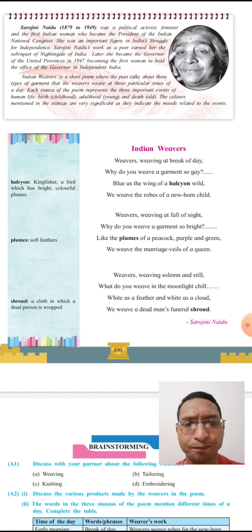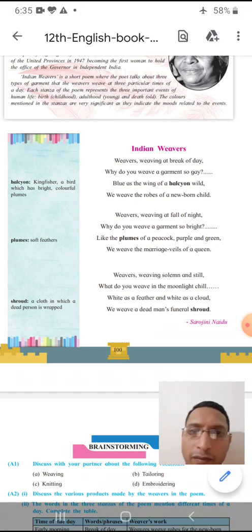So, in this poem, the poet has talked about different particular times of the day, which represent the different age groups or different steps of human life. In the first stanza, it is about childhood, that is the newborn child. In the second stanza, it is about the youth, and in the third stanza, it is about old age or death. So let's understand and enjoy the poem.